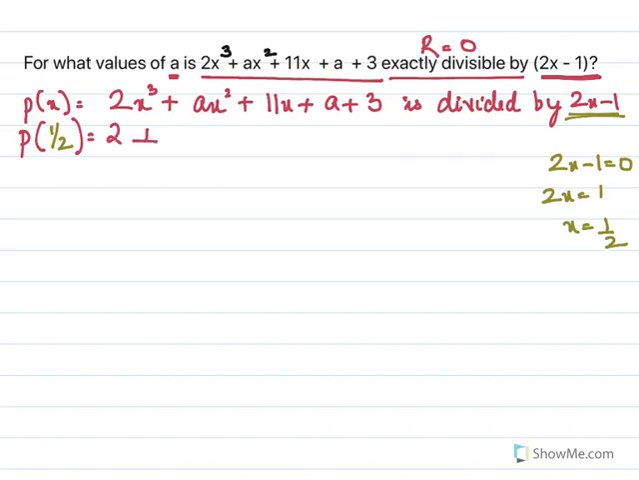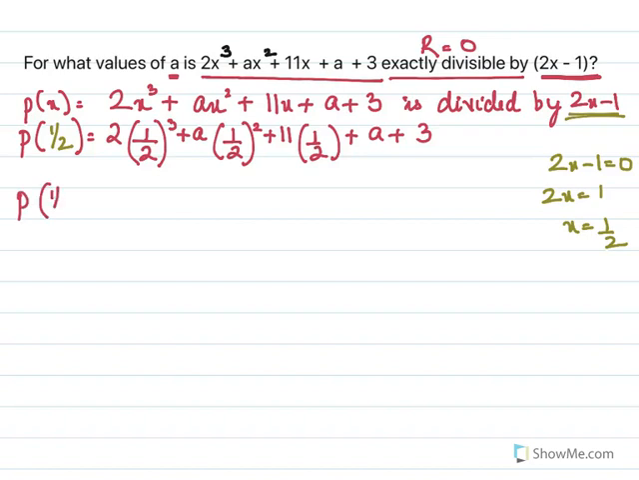So wherever there is x, I'll put 1 by 2. This is cubed. For x here, 1 by 2. For x here, 1 by 2, plus a plus 3. So p of 1 by 2 equals 2 into 1 by 2 cubed, 2 cubed is 8. So this is a, 2 squared is 4, 11 by 2, plus a plus 3.